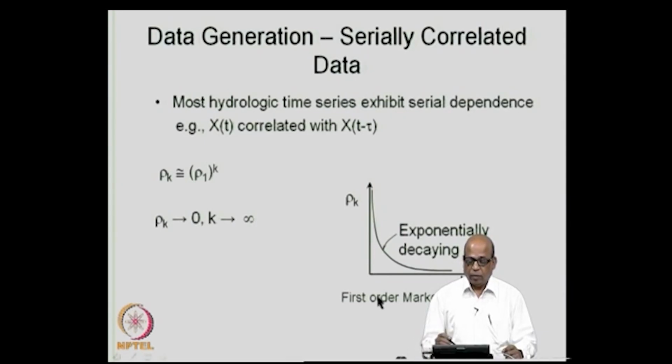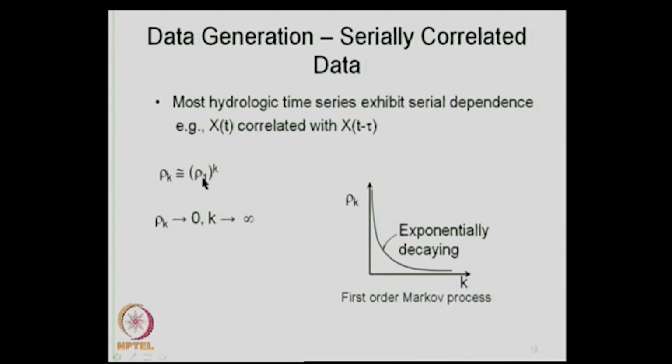And we introduce the concept of a first order Markov process, where rho k is exponentially decaying, that is, rho k can be approximated as rho 1 to the power k, where rho 1 is the lag 1 correlation, and rho k tends to 0 as k tends to infinity. So for a theoretical first order Markov process, you will get a correlogram which has an exponentially decaying shape like this.